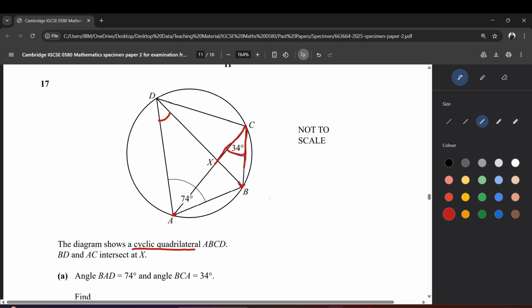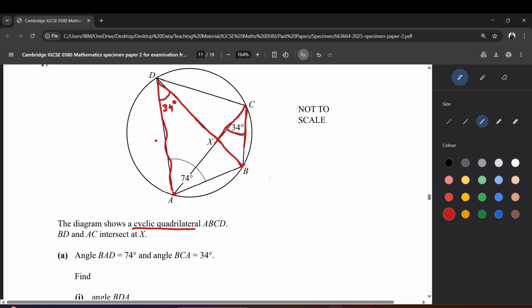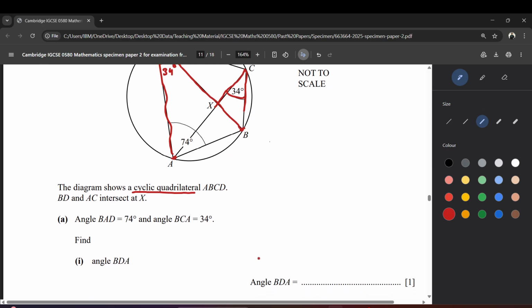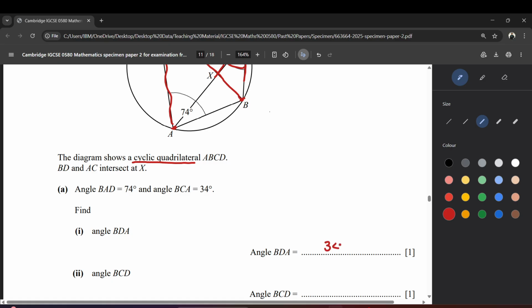Therefore, if there's another line that goes from B and another line that goes from A, and together they meet at another point on the circumference, that should also be 34. This property is what we call that angles in the same segment are equal. So therefore, this is 34 degrees.